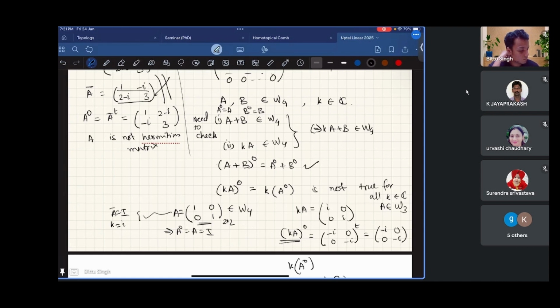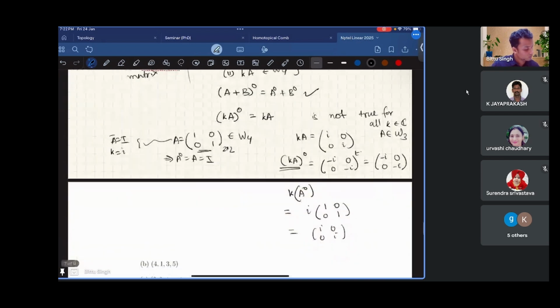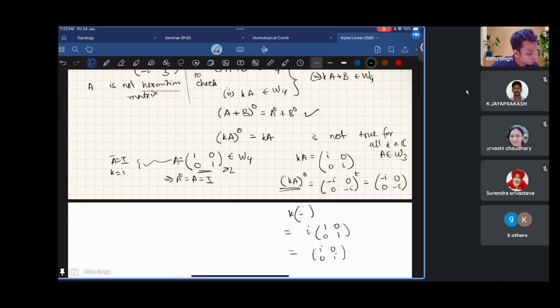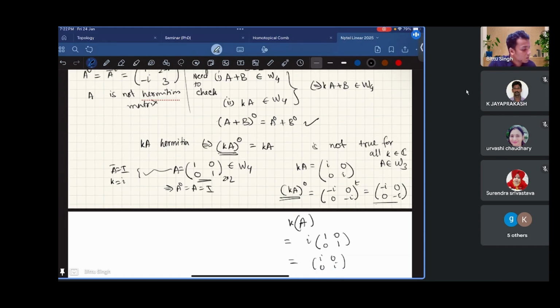Is it okay? Sorry, k times a naught, it should be same as k. This is a big mistake, because we need to check if k is Hermitian or not. To check something is Hermitian, what we do? We do complex conjugation, and we check if it is equal to the given thing. But when we take complex conjugation, it becomes this.